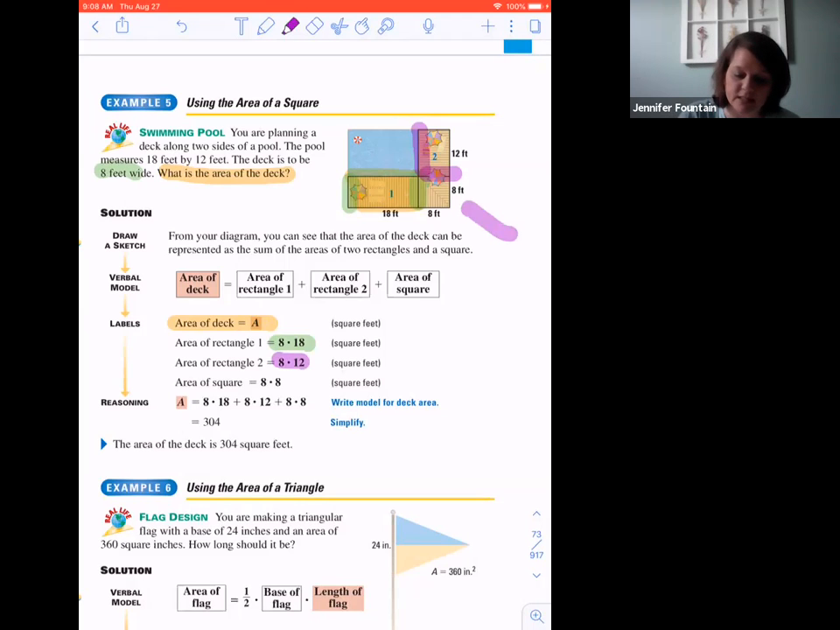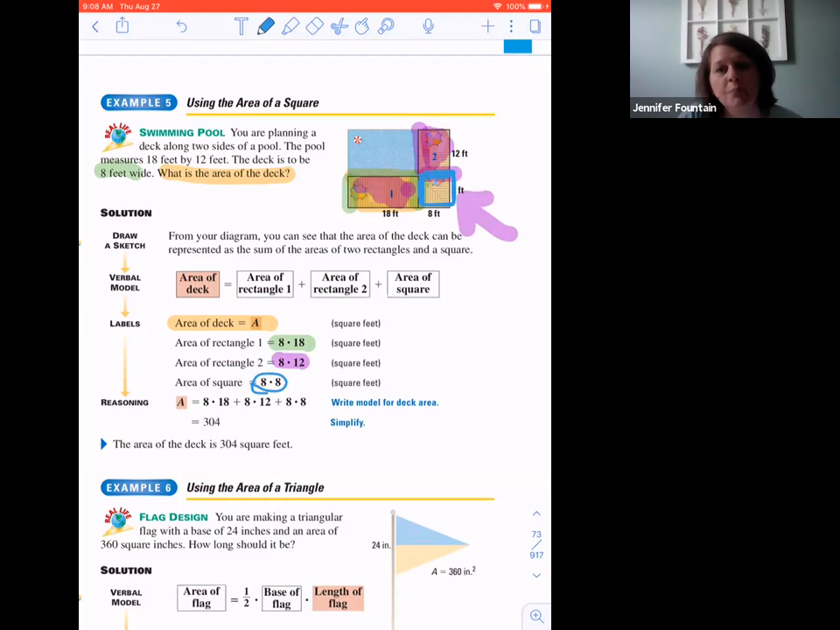Now the tricky part is this little guy right here. I don't want a deck that only comes off this side here and over here. I can't forget this little part in the middle. So I can see if this side is coming out 8 feet and this side is coming out 8 feet, I've got an 8-foot square that I'm going to have to fill in here. And so 8 times 8 is going to be the area of the square.